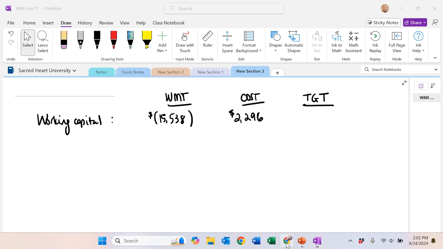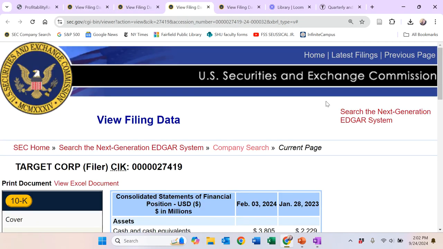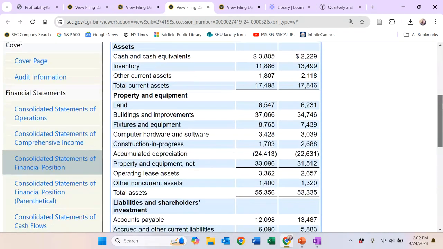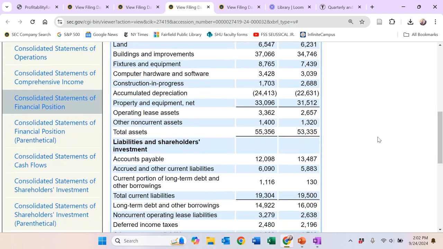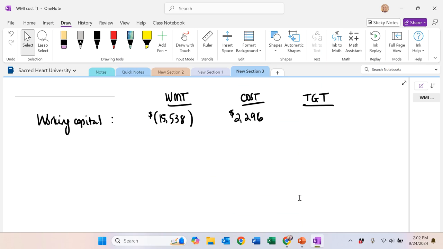And finally, for Target, their balance sheet, we have total current assets, 17,498. And we're going to subtract out current liabilities, 19,304. Again, we get a negative amount, negative 1,806.